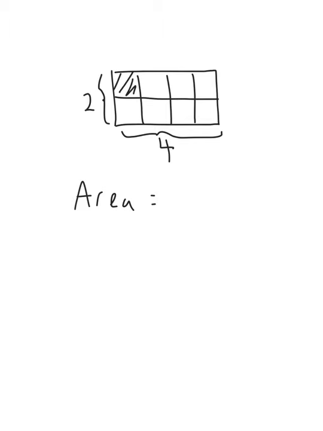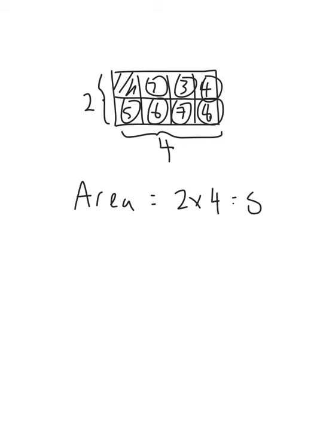are in your shape. So that's 1, that's 2, this is 3, this is 4, that's 5, that's 6, that's 7, and that's 8. Okay, the way that we calculate the area quickly is just do the height times the width, so it's 2 times 4, which is 8.